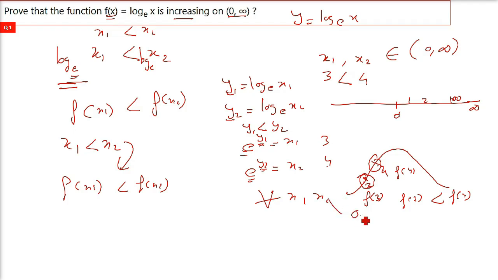So for any x1 and x2 belonging to (0, infinity), f(x1) is less than f(x2) if x1 is less than x2. I just gave you an example that if 3 is less than 4, the value of the function at 3 and at 4 is also like this, that f(3) is less than f(4). So f(x) is increasing in (0, infinity).